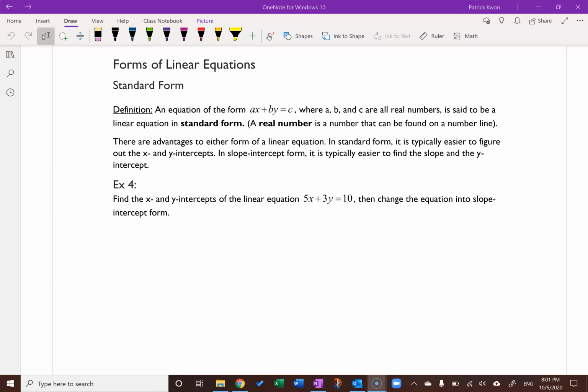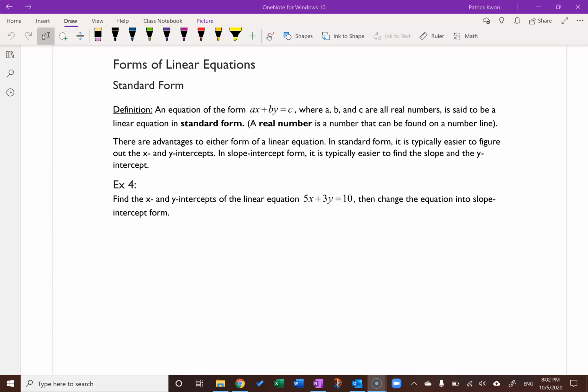So far, when we've been talking about linear equations, we've been talking about linear equations in slope-intercept form. However, there are other types of forms that we can see linear equations take on. For example, the first one that we're going to look at now is standard form.